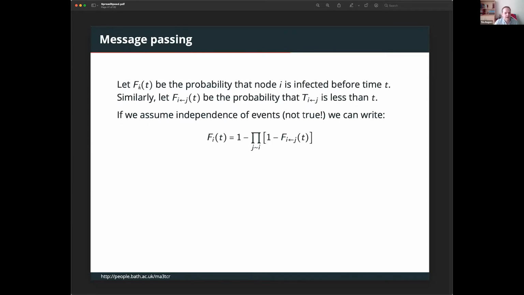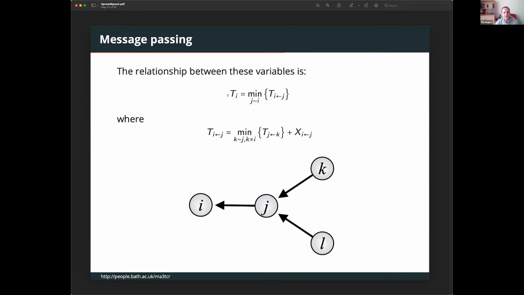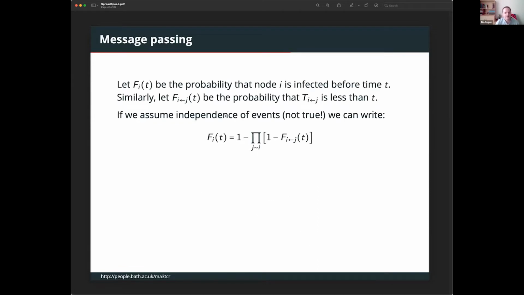So let's let capital F be the probability of node i being infected before time t. And similarly, F_i from j is the probability that the transmission event happened before t. Now, I'm going to make a crucial assumption of independence, which is not technically true, but it turns out to be good enough that we get really, really good results on most networks. So it's going to work for us for now. So we can work out the relationship described by this. So this equation is about random variables, and then this is the corresponding equation for the density of those random variables.